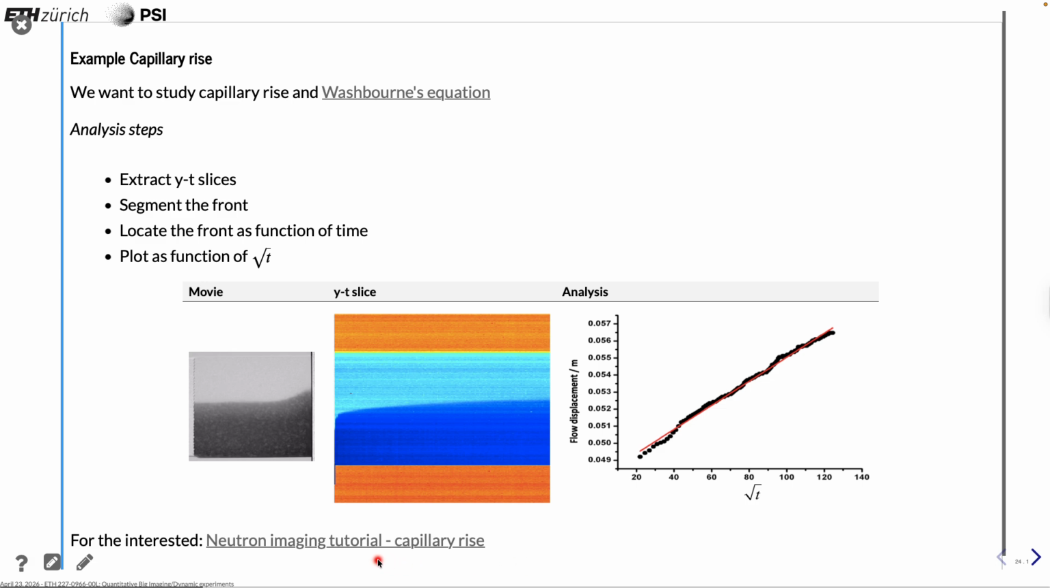If you want to look into the full tutorial about this, I have it online, so you can just click through it, how I did the image analysis and all the steps, but I leave that out today.